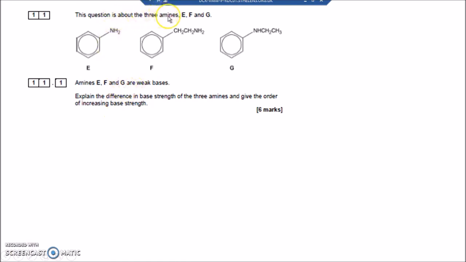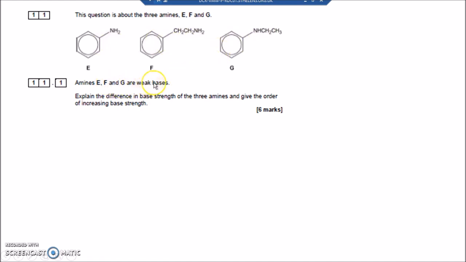This question is about three amines. Remember, an amine has an N in it. This one's a primary amine, this one's a primary amine, this one's a secondary amine. Primary amine, the N is bonded just to one carbon, whereas this N is bonded to two carbons, this carbon here and this carbon here. So we've got two primary and a secondary amine.